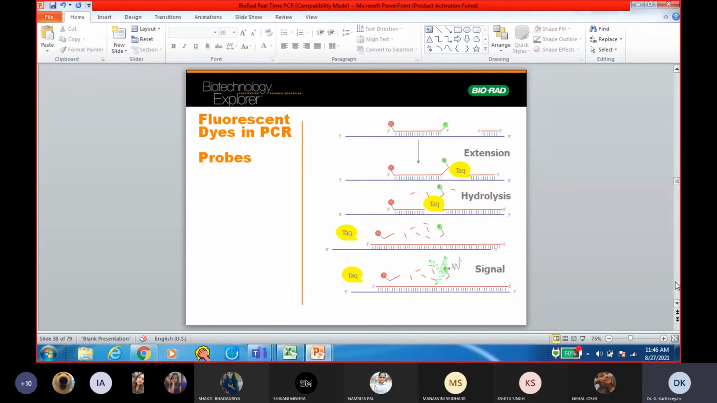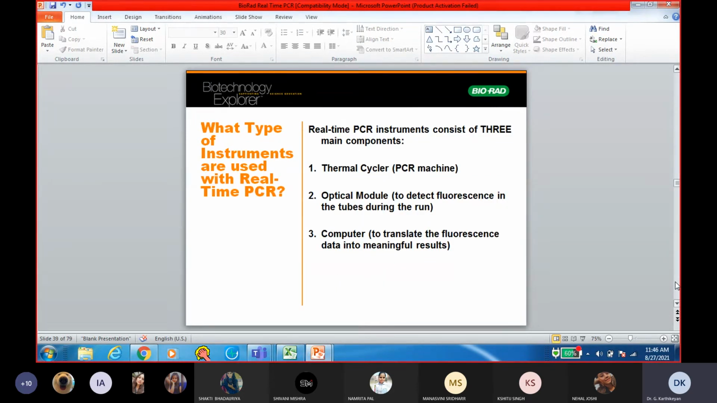There are many different dyes. Typically, SYBR Green is just one of the dyes. Each of them comes with its own advantages and disadvantages. There are three main components in a real-time PCR. You have a thermal cycler, you have an optical module that detects fluorescence as the reaction is progressing, and then you have a computer attached to it, which translates the fluorescence data into the plot that you're seeing in the Excel sheet.